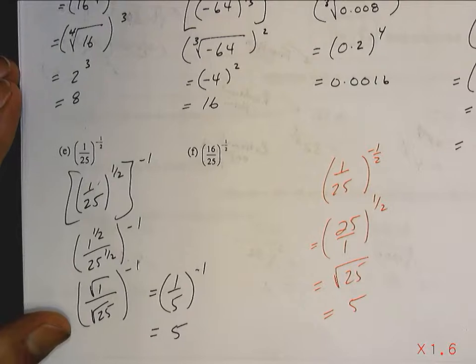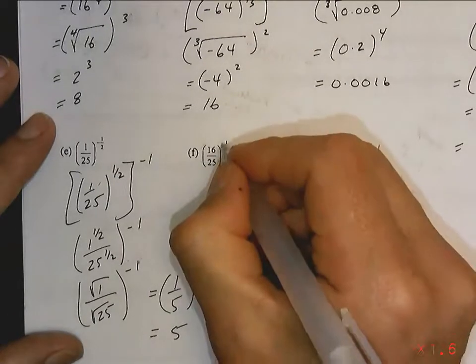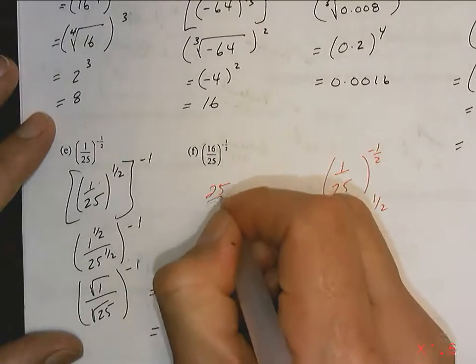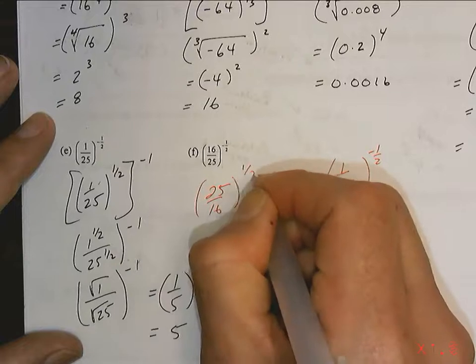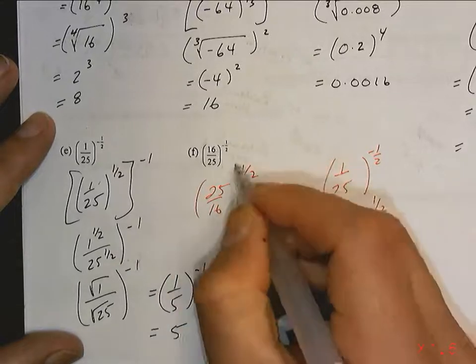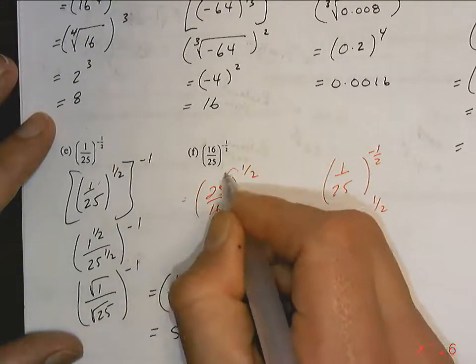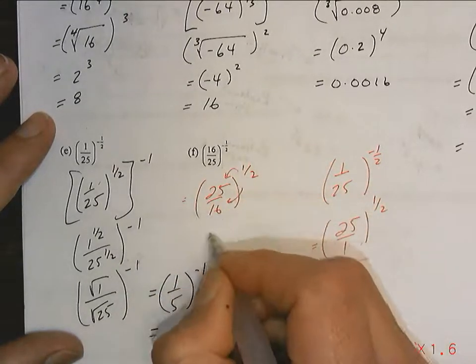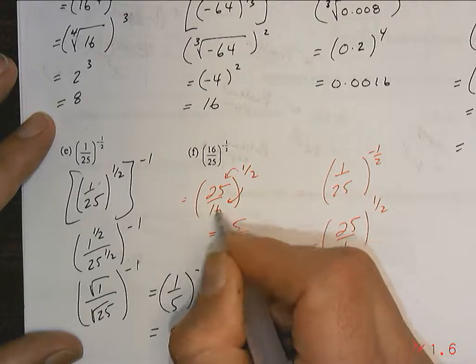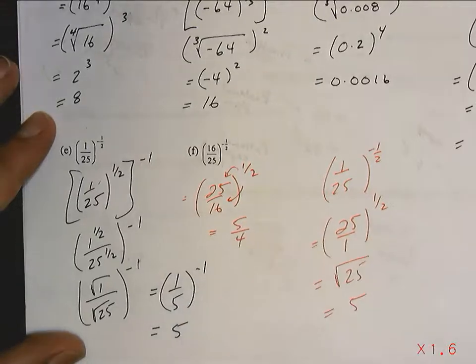The thing about these questions is that there's going to be different ways to do them. So this one here, see the negative on the outside? I'm going to flip the base. And that got rid of the negative exponent. Now I just have the 1/2 to go to the top and the bottom. So I'm going to take the square root of 25, which is 5, and the square root of 16, which is 4, and I'm done. So you can see that you can start getting a little bit faster with these.